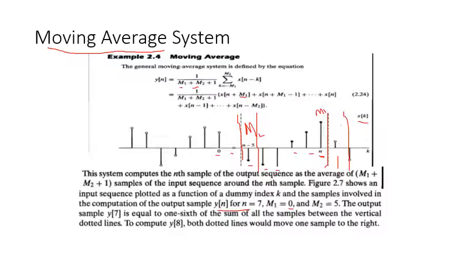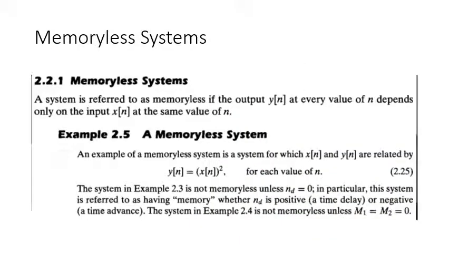Okay, now we'll talk about some basic types of systems. First of all, we are going to discuss the memoryless system. As the name says, it does not have any memory. So the output at every sample should depend on the input at the same value of n. So the output at every value of n depends on the input x of n.